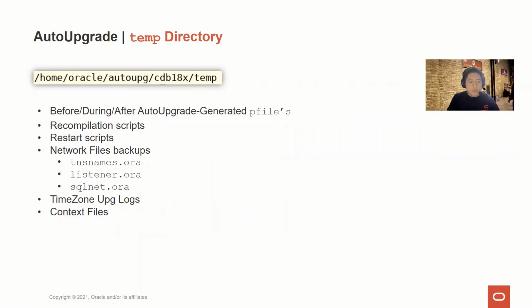So you will be able to find backups for the TNS names, listener, SQLnet, and also other files. In addition to this, you will also be able to find some log files like the timezone upgrade log directory and some context files, which are just a list of files that we copy from source to target for the context component of the database.